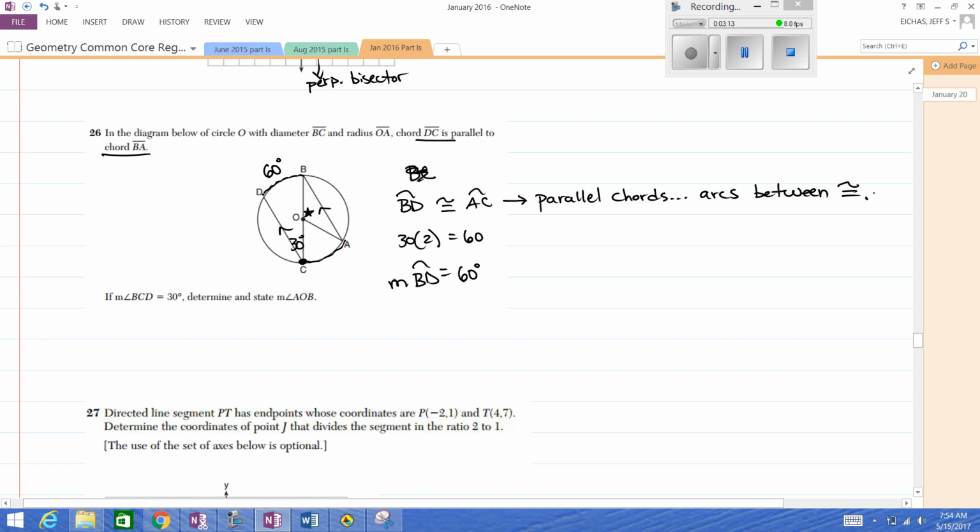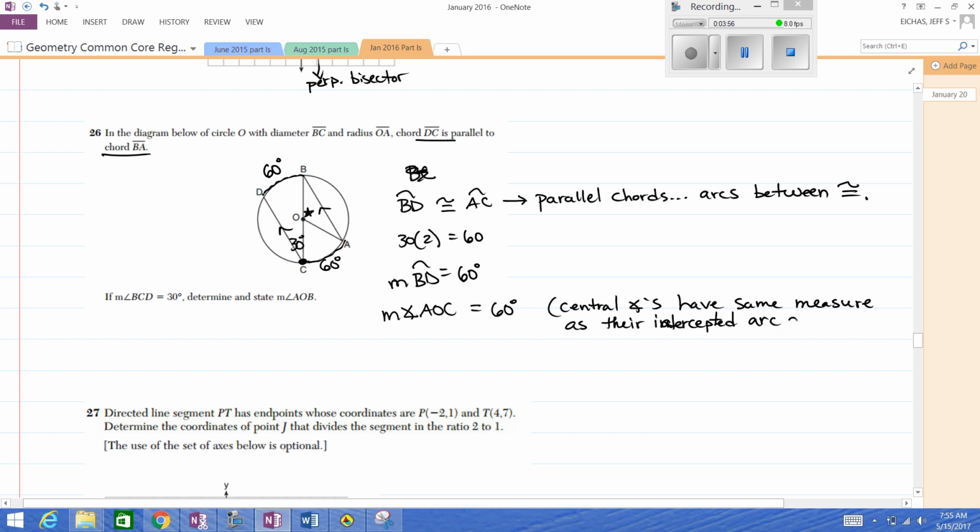Just trying to explain, make sure that everything you do is explained or justified. So if arc BD is 60 degrees, arc AC is 60 degrees. Now what I'm going to do is, because of that, I'm going to say the measure of angle AOC, which is a central angle, is also equal to 60 degrees. Central angles have the same measure as their intercepted arc angle measure.